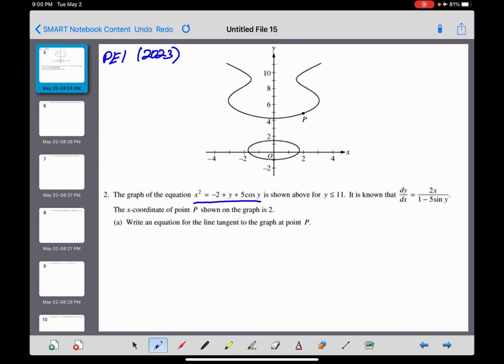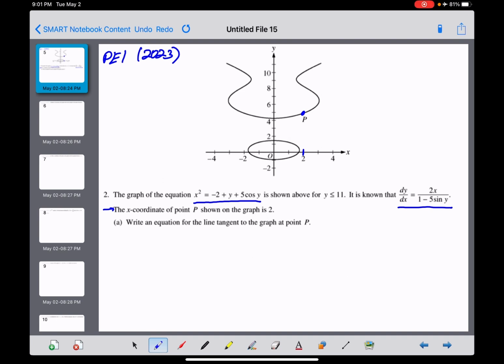So you just have this random equation given to us, and they tell you the known derivative of this equation is right here. Now something interesting happens next. They tell you in this sentence that the x-coordinate of point P, located right here, is 2. And what we're supposed to do for starters in part A is to write an equation for the line tangent to the graph at point P.